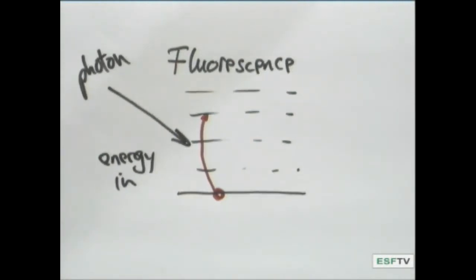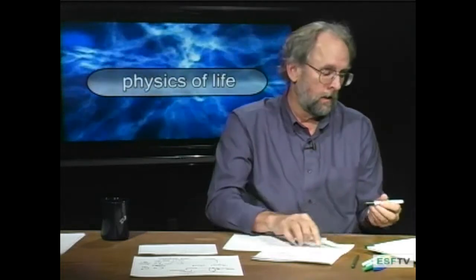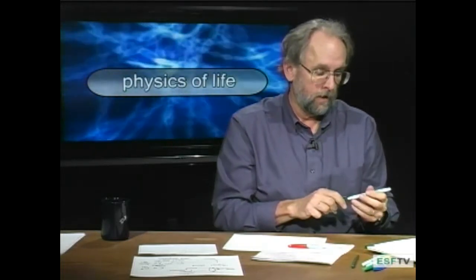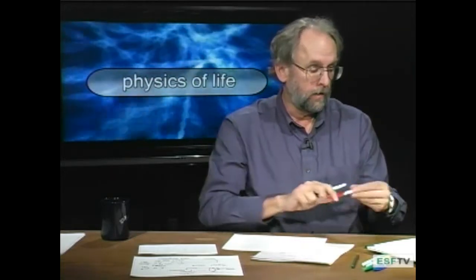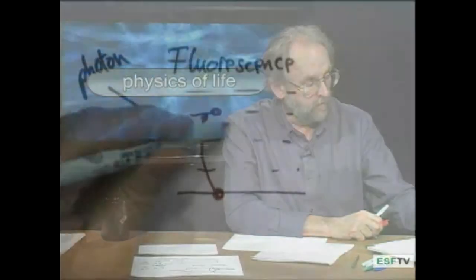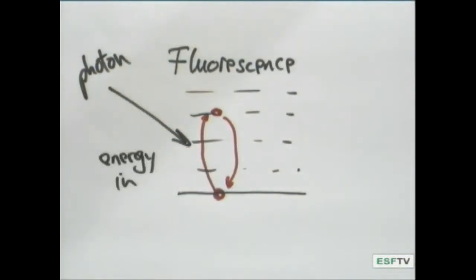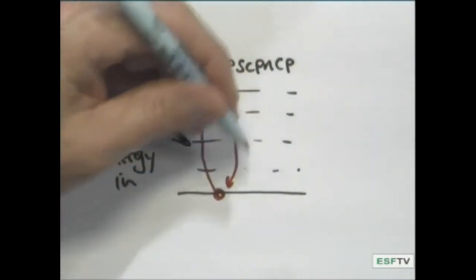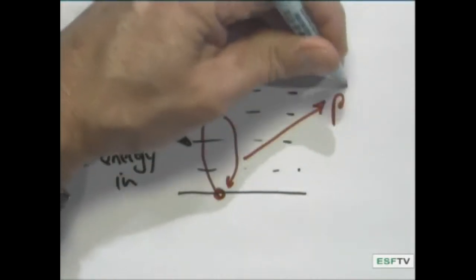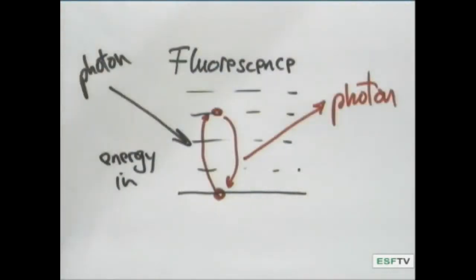And so you can have chemicals, atoms or molecules or whatever, that have electrons that are particularly susceptible to being jumped up to another excitation state by the interception of energy in the form of a photon. When you have that, the electron can jump back down from its excitation state to its ground state, and when it does so, it can release a photon itself. And this is the phenomenon of fluorescence.